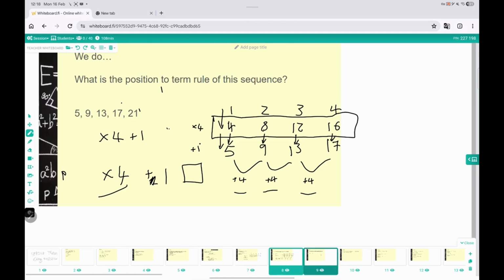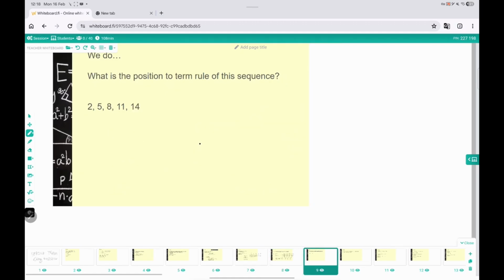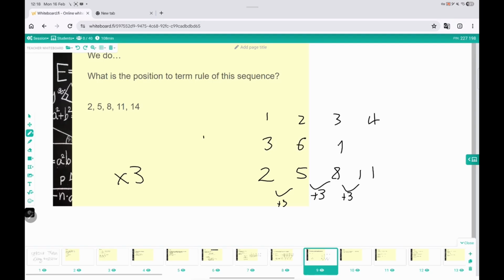Okay, so this next one's for you to do. You may want to pause the video and have a go at this one yourself. Okay, so as before, let's look at the difference between the terms. As we can see, it's going up in 3s. Okay, so let's create our intermediate sequence by timesing by 3. First part of the rule. So 3, 6, 9, 12.